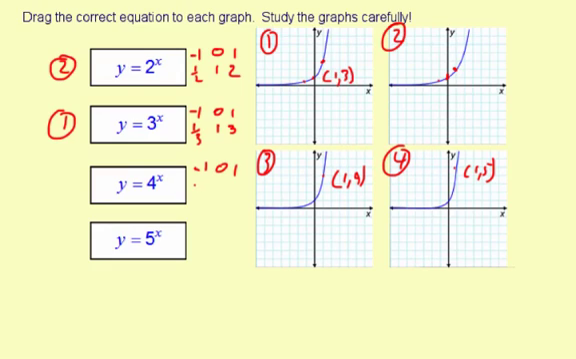4 to the -1 is 1/4. 4 to the 0 is 1. 4 to the 1 is 4. So you have (1, 4), (0, 1), (-1, 1/4). That's going to be graph number 3. And then for 5 to the x, -1, 0, and 1 for your inputs. 5 to the -1 is 1/5. 5 to the 0 is 1. 5 to the 1 is 5. So that's going to match up with graph number 4.